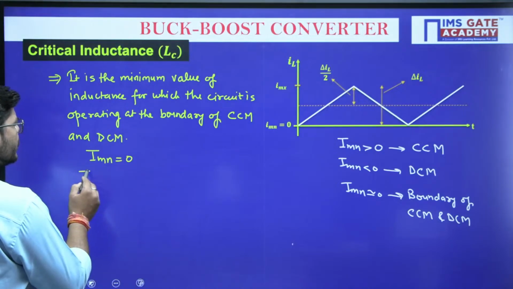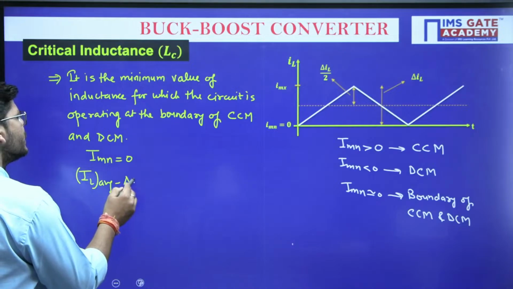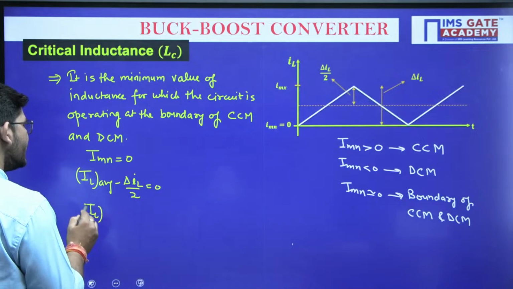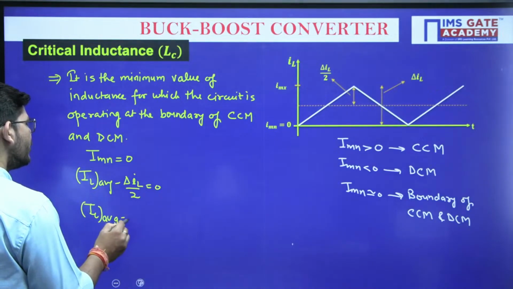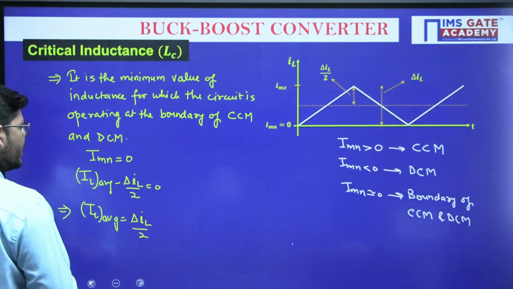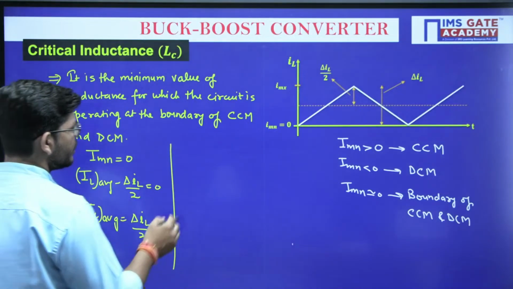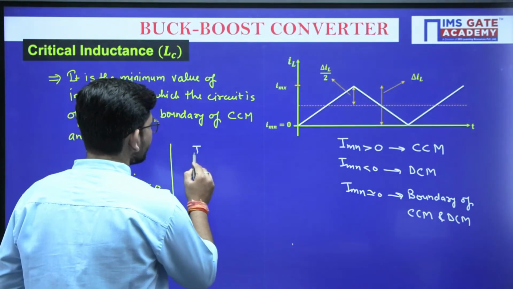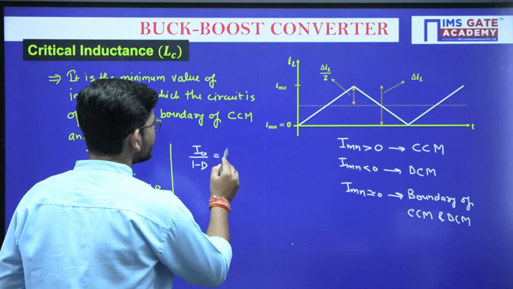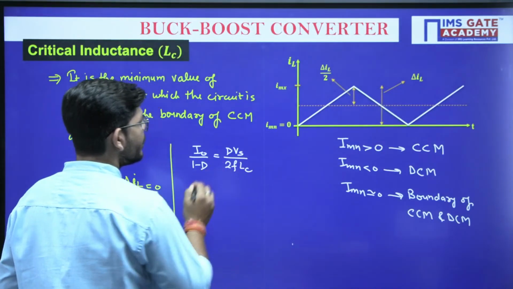So if we are doing this, that means we are calculating IL average minus del IL by 2 equal to 0, or what we can write here is that IL average will be equal to del IL by 2. So this is an important condition that we have obtained. Now looking into this condition, we can have an expression here. IL average is basically I naught upon 1 minus D. Now this is equal to del IL, which is D Vs upon FL, and L will become LC right now.